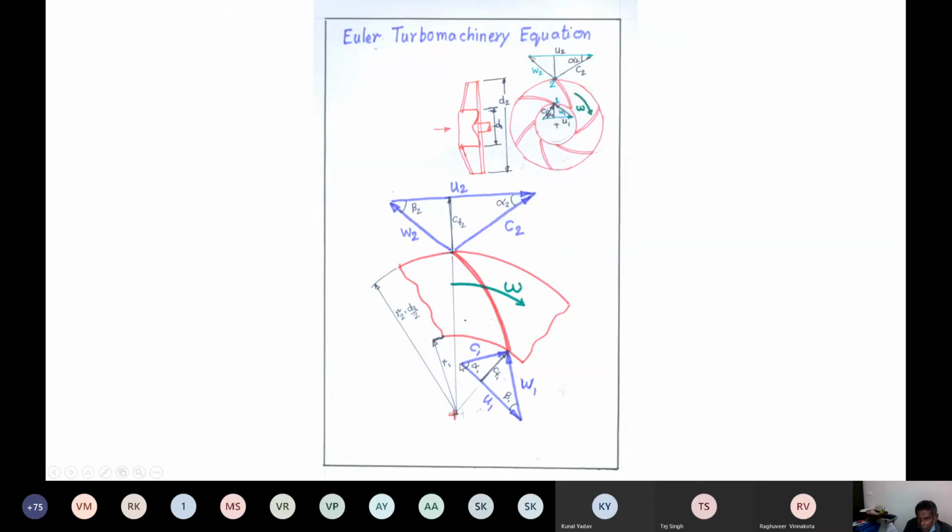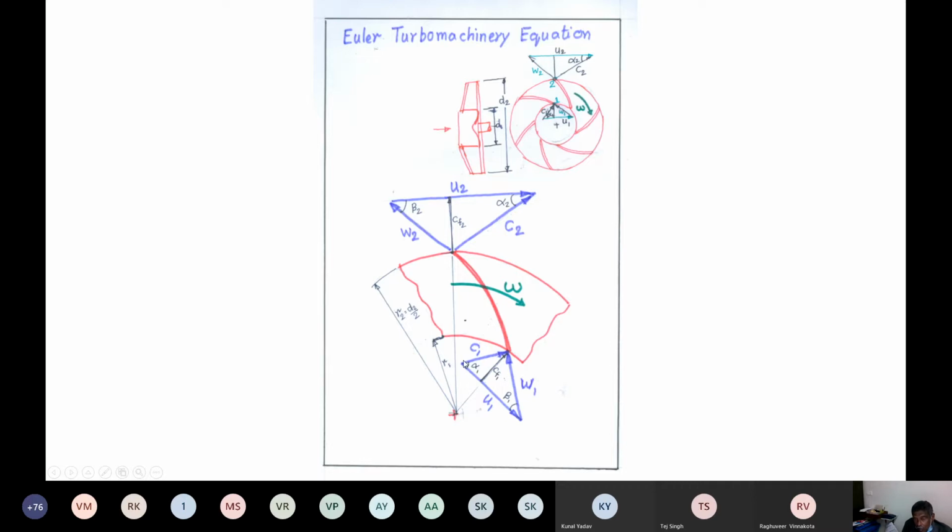At point 1, I've drawn a velocity triangle, because C1, W1 and U1 are velocities. Similarly, U2, C2, W2, they are velocities, of which U2 is the blade tip or blade surface velocity, which is nothing but the radius R2 multiplied by omega. Similarly, U1 is the blade tip velocity at 1, which is equal to the radius R1 multiplied by omega.